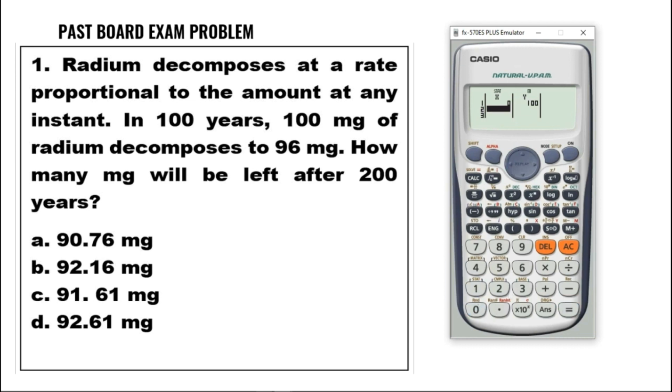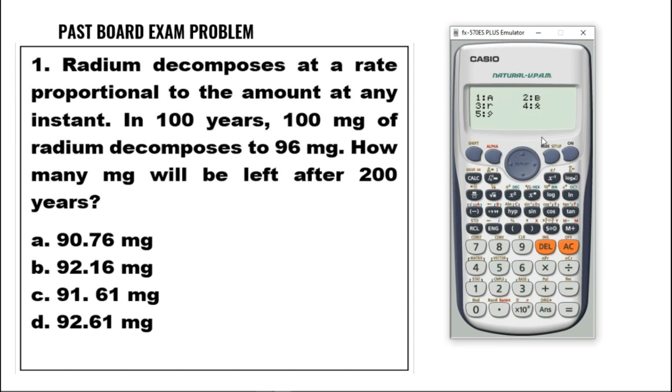Now, sabi dito, in 100 years, radium decomposes to 96 milligrams. So, 96 milligrams na lang yung remaining amount after 100 years. So, recall natin, this x here is the time and y is the amount of the substance. Okay? How many milligrams will be left after 200 years? So, na-input natin yung data. So, AC. Then, shift stat tayo, guys, because we are dealing with mode stat. Then, regression tayo.